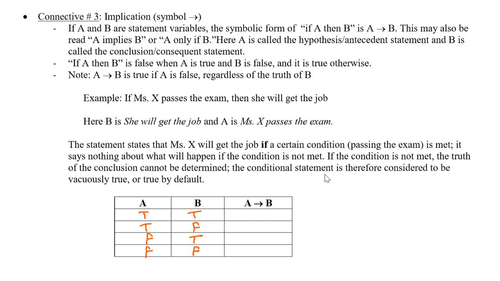So what we state here is that the only time this statement is false is when true leads to false. Like she passed the exam but didn't get the job. Let me put it in a different color so we know. Passed the exam but didn't get the job. This is the only time an implication is false, because we break the promise here. The only false is when true leads to false. For the rest, no promise is broken, and therefore it's a true statement. Okay, so this is very important to remember.